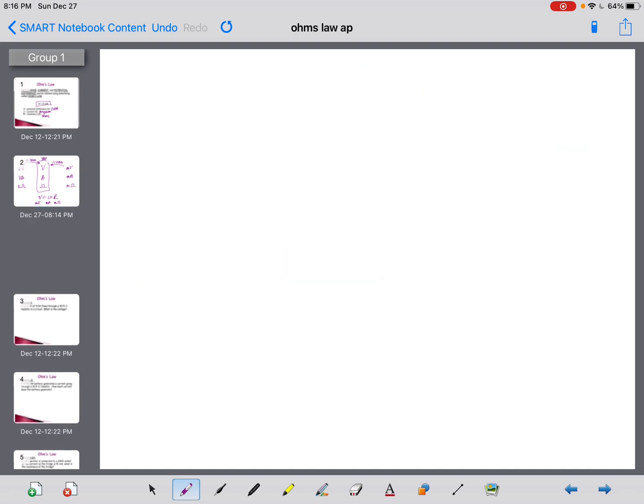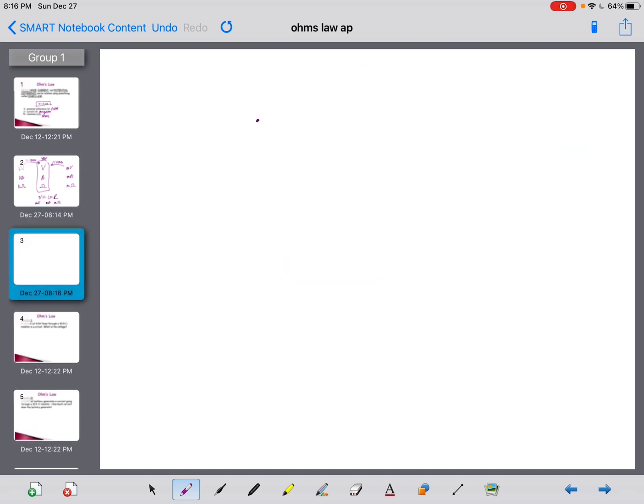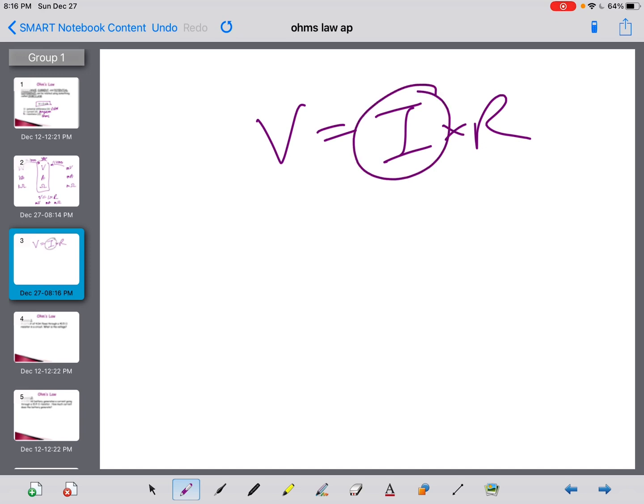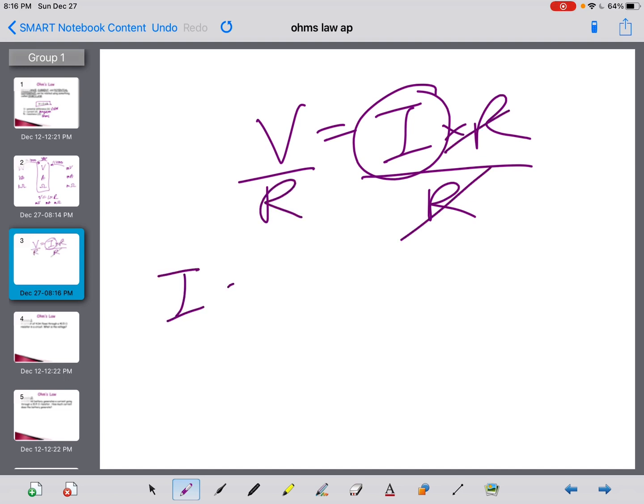Okay, also just to recap how to rearrange formulas. You should at this point feel comfortable doing this. So V is equal to I times R. So let's say we wanted to isolate for I. We would have to essentially do the opposite function. So because it's being multiplied by R, we would have to divide by R on both sides. So in other words, I is equal to V over R.